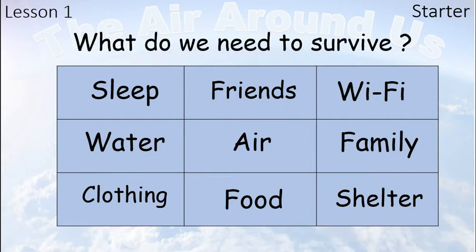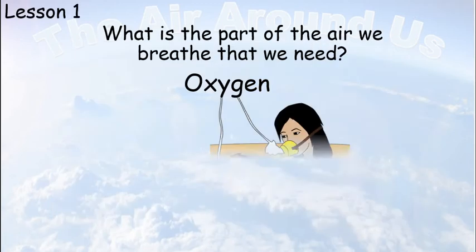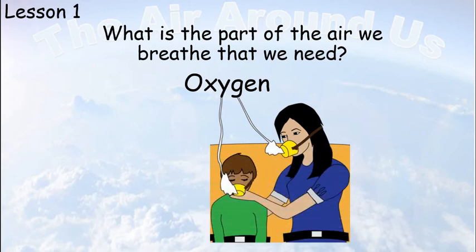So air is one of the things we definitely need to survive, but what is in it? That's what this module is going to look at. The air around us and what is in it that we need to survive. So if you can think, do you know what the one thing is that's in air that you need to survive is? Have a think. It is, of course, oxygen. So where does oxygen come from? Do you know?